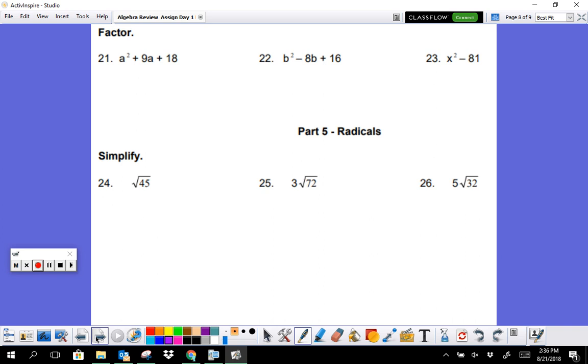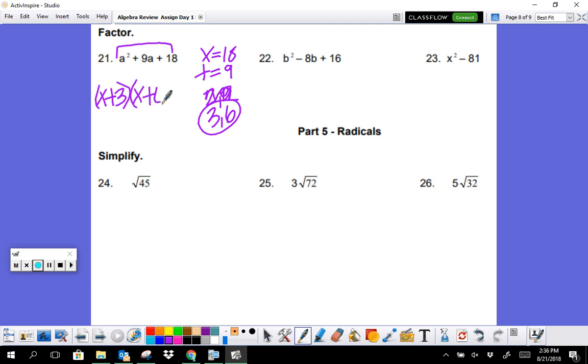Number 21, 22, and 23, we're going to factor these. So there is no GCF, so I'm going to do A times C. So what multiplies to be 18 and adds to be 9? Those two numbers are 3 and 6. Because that's a positive 3, that's x plus 3. Or you can use a because that's what the problem has. And then x plus 6. You can do the shortcut on all the ones that we give you on geometry.